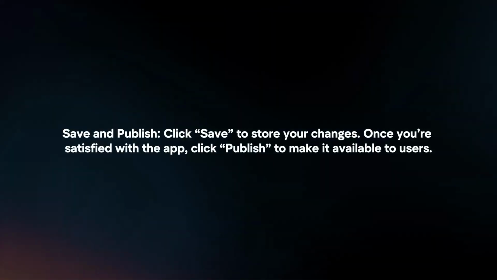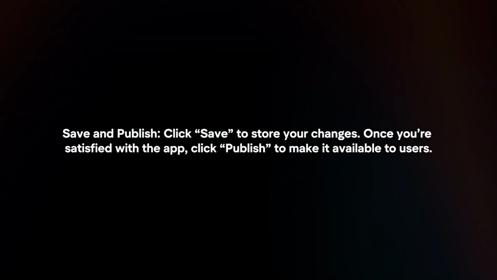Save and publish. Click Save to store your changes. Once you're satisfied with the app, click Publish to make it available to users. Share the app. Use the Share option to grant access to users or groups within your organization.